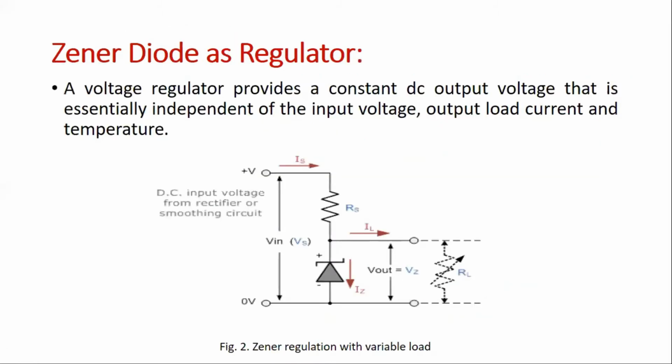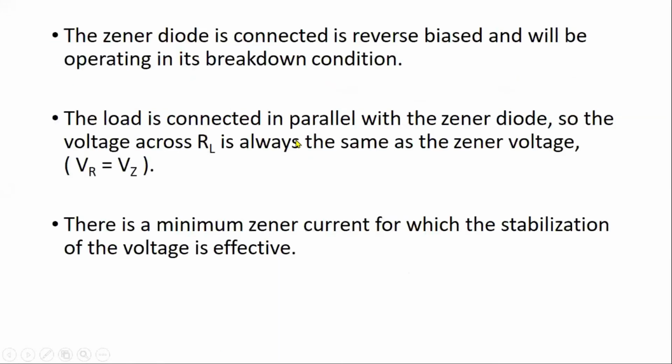Based on that working model, the Zener diode is very useful in a regulator. A voltage regulator provides a constant DC output voltage that is essentially independent of the input voltage. Whatever the variation in input voltage, it always gives a constant DC output voltage. That is what is actually called the regulator. It is also independent of output load current and even temperature.